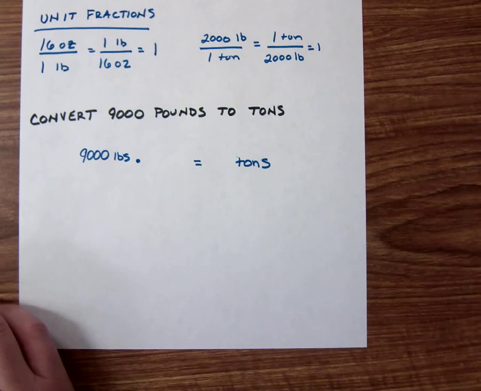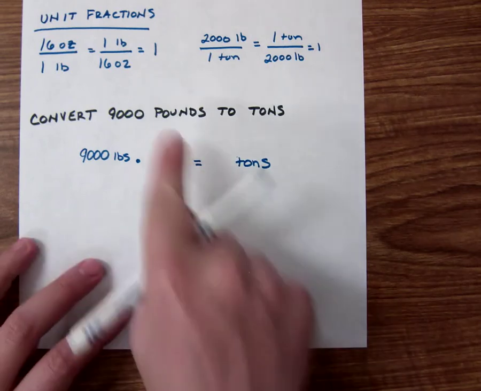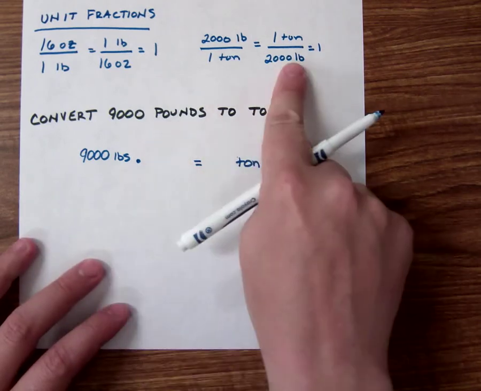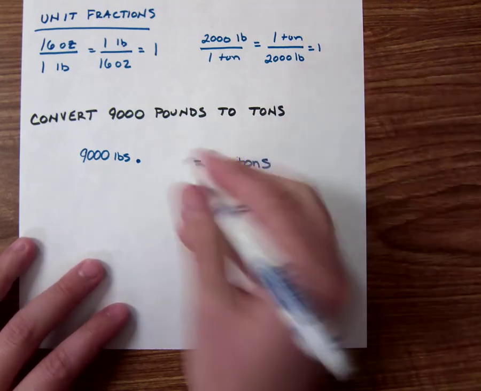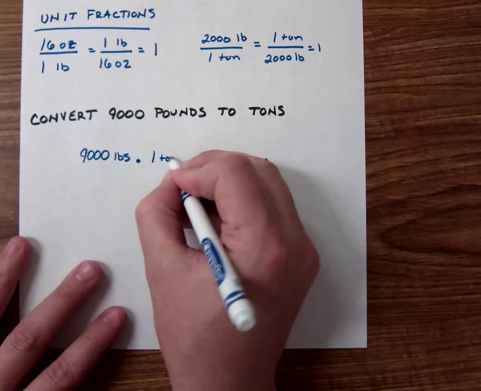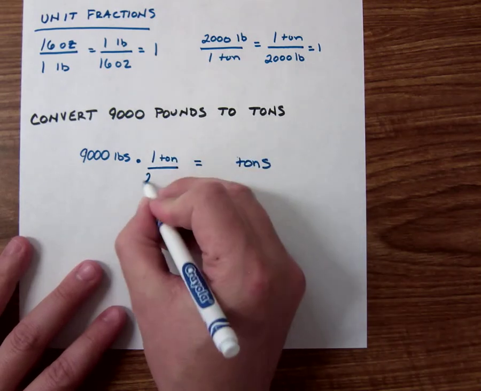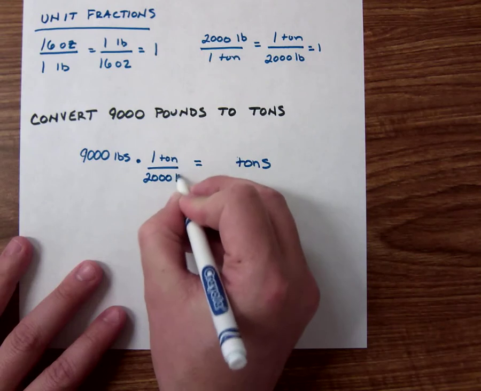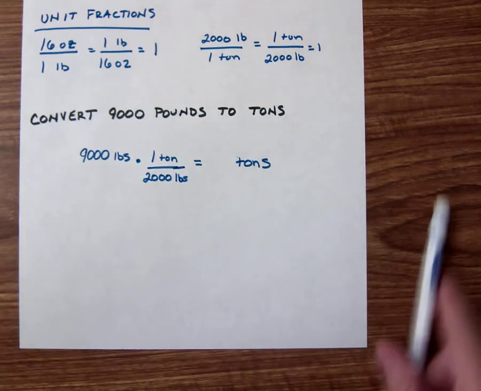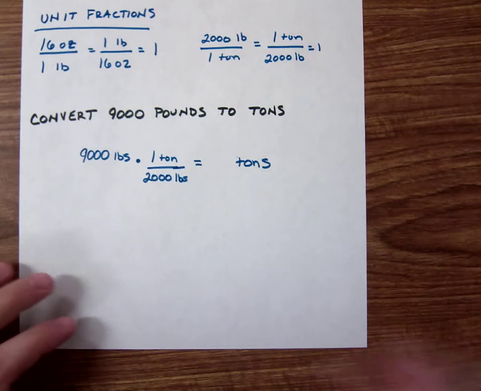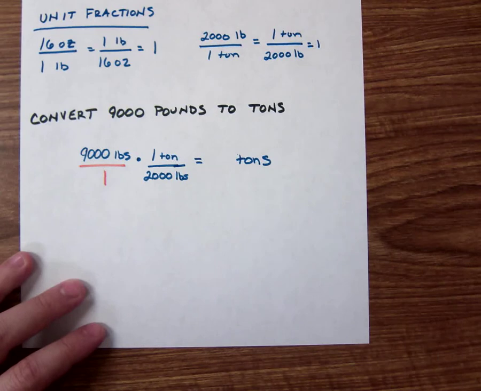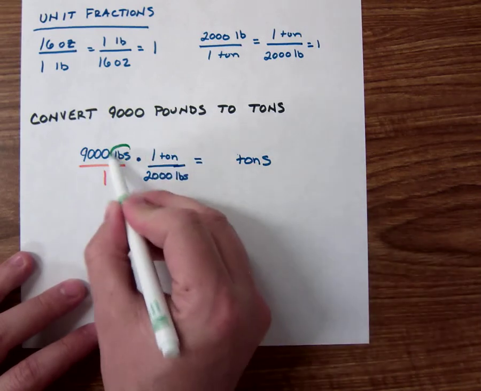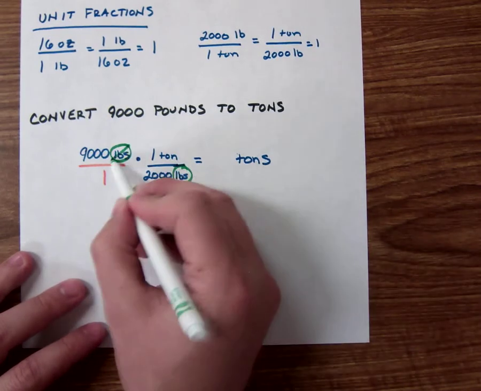Now, just like with our length measurements, the way that you decide which one of those unit fractions to multiply by is it's the thing you want on top and the thing you have on bottom. So we have a measurement in pounds. We want a measurement in tons. So we're going to use this one on the end, 1 ton over 2,000 pounds. Just like before, the way that we're going to multiply these together is by making the first one a fraction. We do have some units that will cancel. Pounds on top, pounds on bottom.